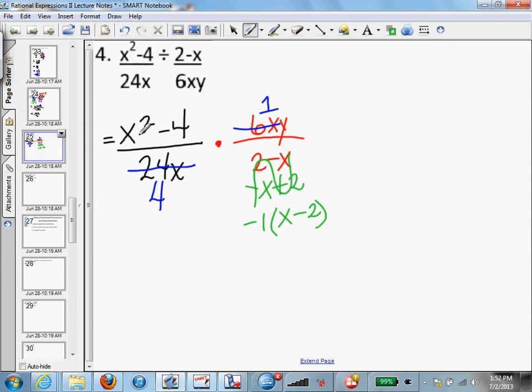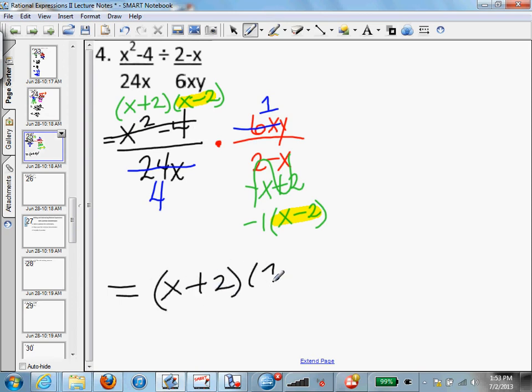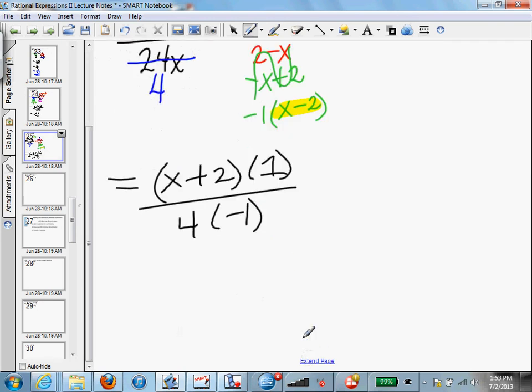Okay, and over here we can see that we can break this into x plus 2, x minus 2. Now identifying what's in both sets, we can see the x minus 2 appears both times. So it cancels out there, and we're left with x plus 2 times 1 over 4 times negative 1. Simplifying, we have x plus 2 over negative 4.